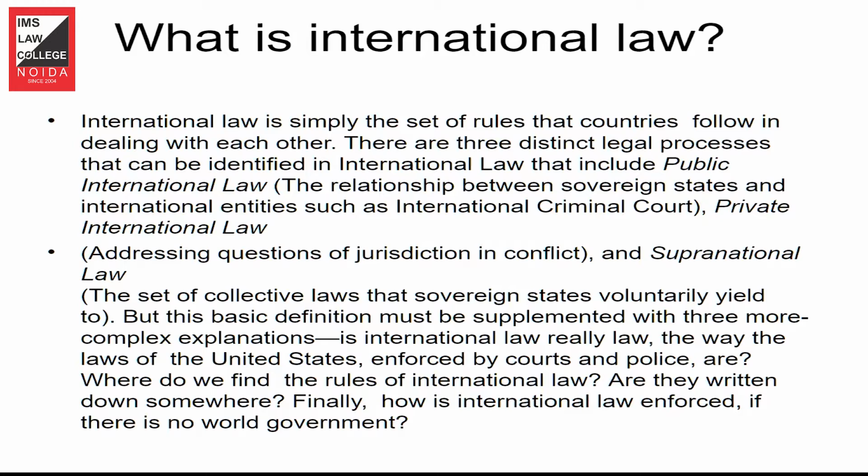There are three distinct legal processes that can be identified in international law. These include public international law, the relationship between sovereign states and international entities such as the International Criminal Court; private international law, addressing questions of jurisdiction in conflict; and supranational law, the set of collective laws that sovereign states voluntarily yield to. But this basic definition must be supplemented with three more complex explanations.